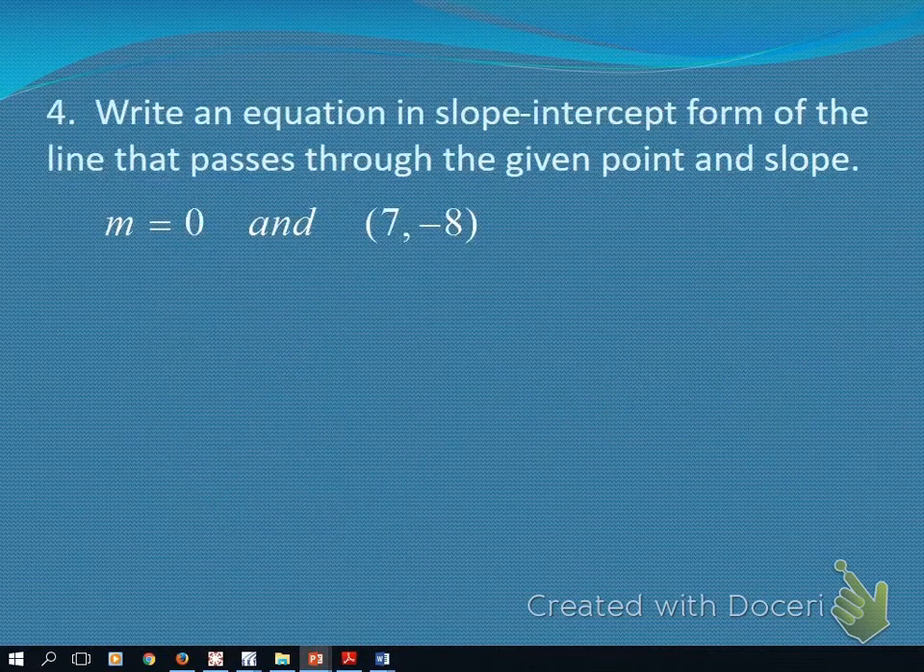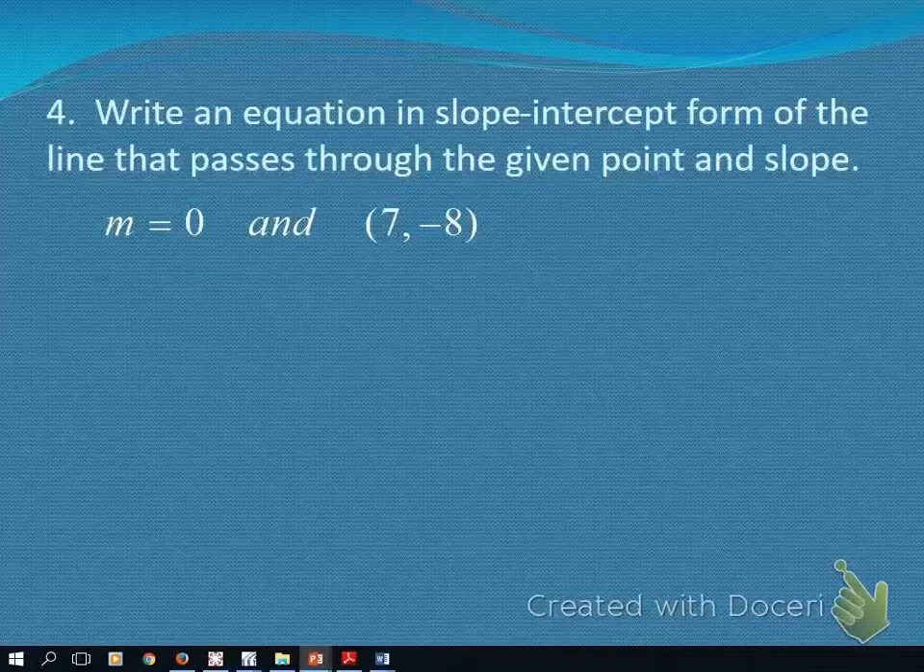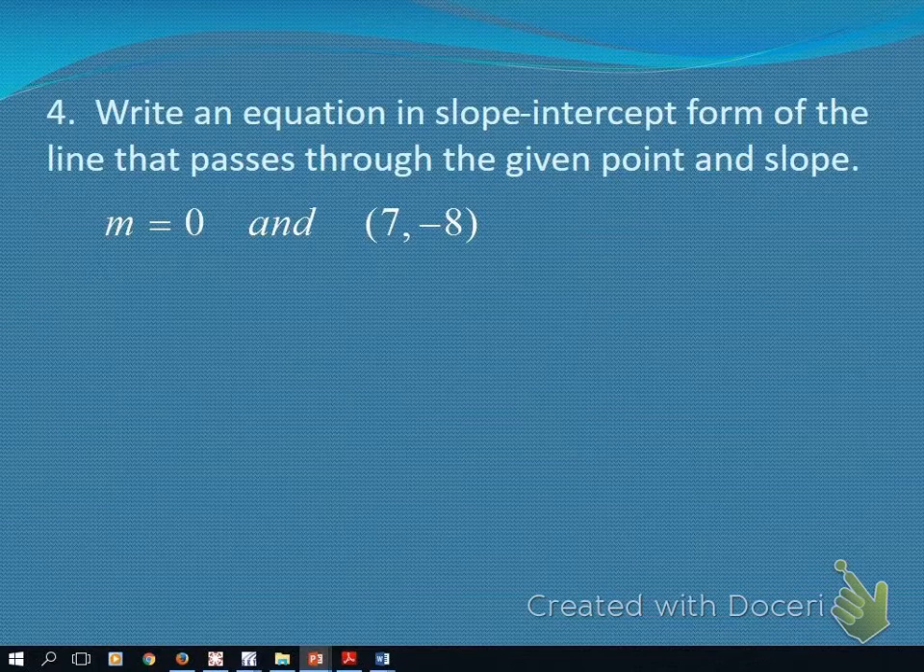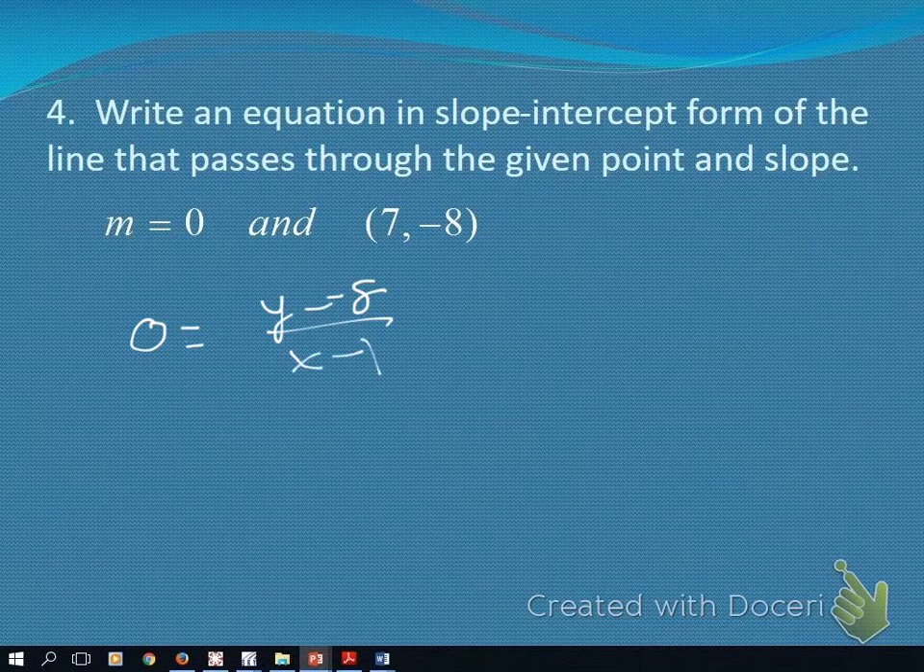Okay. All right. A couple of odd situations here that I want to take you through. What if your slope was 0 and the point that was on your line was 7, negative 8? Well, I'm still going to use the slope formula. The slope is 0. I'm going to go y minus a negative 8 and an x minus 7. Now, I still want to make this slope into the vertical change over the horizontal change. I still want to make it into a fraction, so I'm just going to put it over 1.